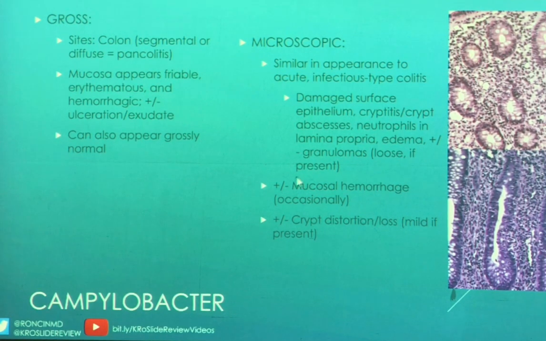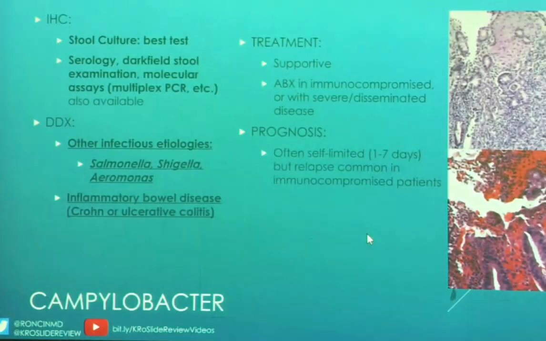You can see mucosal hemorrhage with these, and you can see some mild crypt distortion or crypt loss, okay? But I stress mild. You shouldn't see complete crypt distortion and dysplasia associated with this. Your stool culture is actually your best test for Campy. There's lots of other things that you can do, including a multiplex PCR, but your stool culture is the best test. Your differential, again, other infections. So you see how these things kind of just keep cropping up.